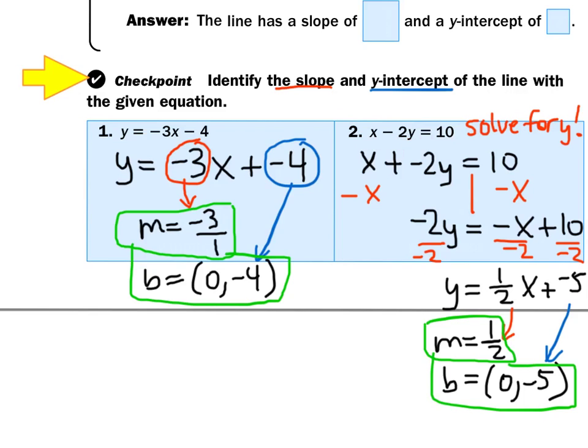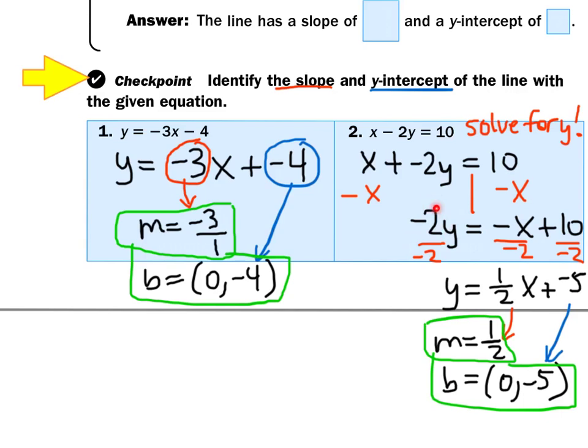x minus 2y equals 10. Well, the first thing you should notice is y is not by itself. So we have to make sure y gets by itself. So I would add a line, change the sign, so I get x plus negative 2y equals 10. And now I want to move the x over to the other side, so I have to subtract x on both sides of the equal sign. And that gives me negative 2y equals negative x plus 10.